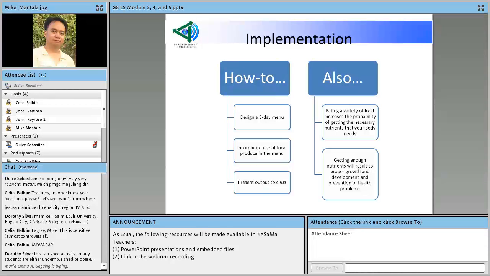What we want our students to take home after performing this activity is that eating a variety of food increases the probability of getting the necessary nutrients that your body needs. Hindi pwede na puro hotdog lang kinakain nila. Hindi pwede na puro isda lang ang kinakain nila. Kasi baka meron silang mga nutrients na hindi na co-cover or na hindi na assimilate. And getting enough nutrients will result in proper growth and development and prevention of health problems. Yes, ma'am, MOVABA.